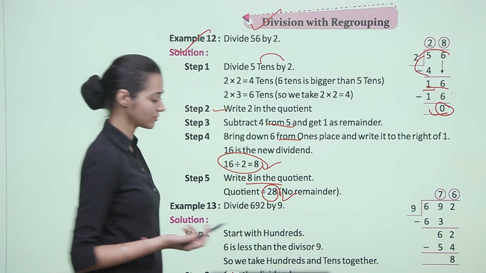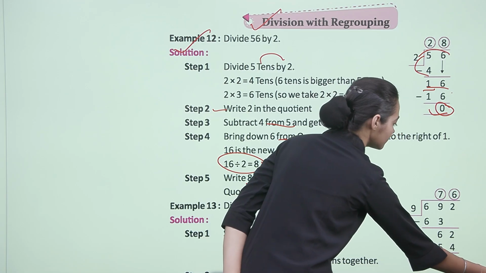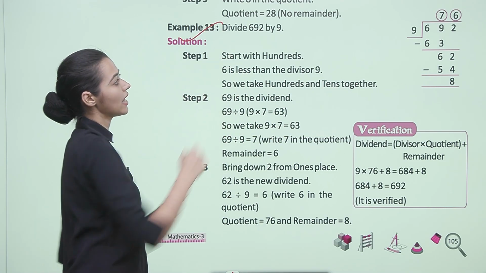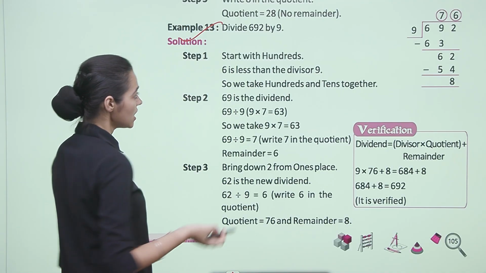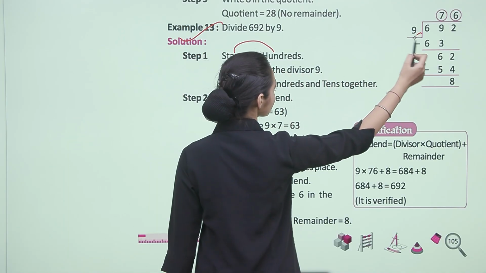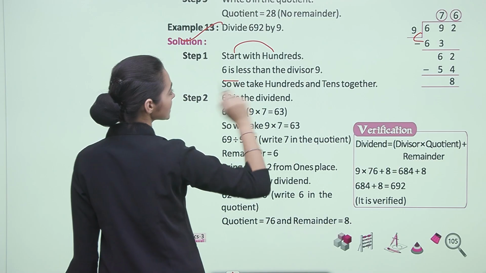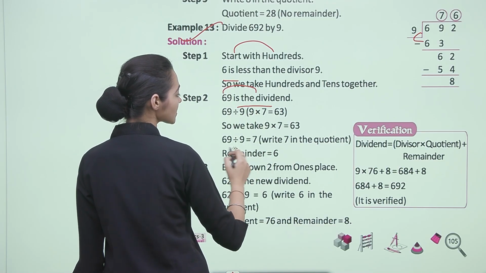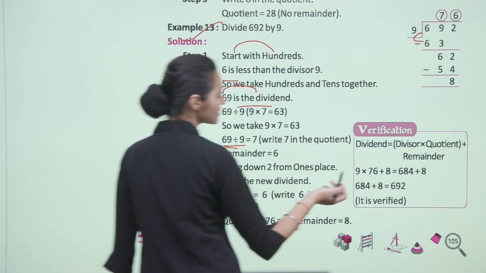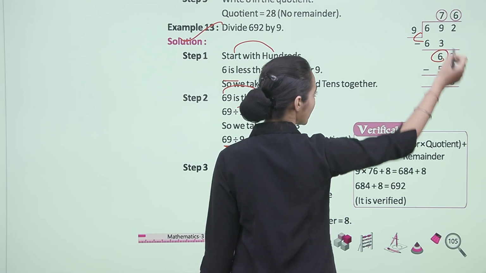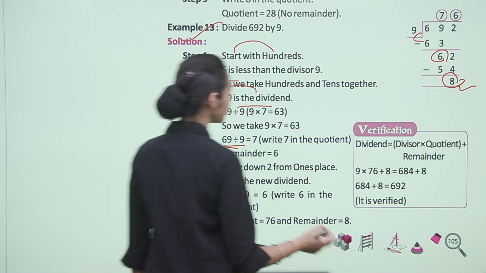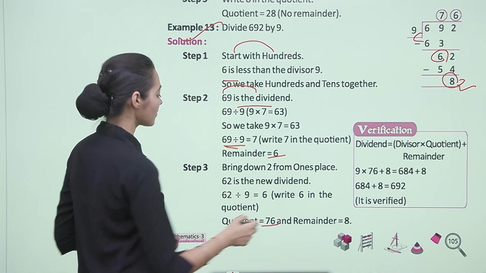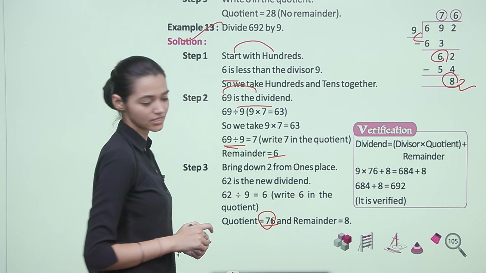Now let's start with example number 13. We have to divide 692 by 9. So we will start with the 100s, that is 63. Now 6 is less than 9, so we will take 69 as a dividend, and 69 minus 63, that is 6. Then again, our remainder we get is 8 and our quotient is 76.